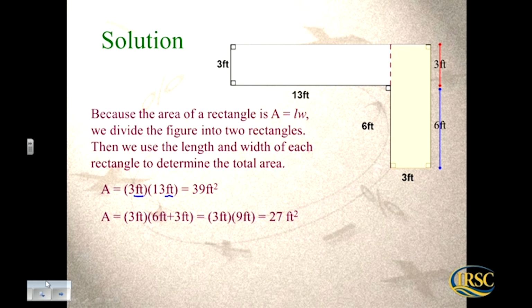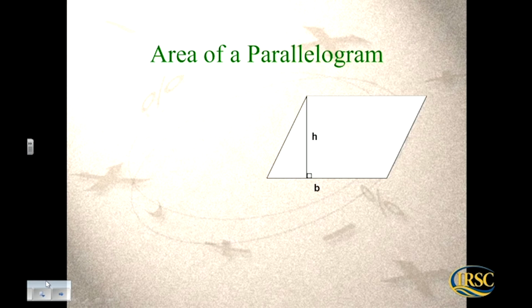So now I have two answers. What do I do with them? Add them. Good. Okay, so adding them together, we get 66 square feet. Now, it's not always going to be rectangles. It might be a rectangle and a triangle. It's any two shapes that you can split it up into. So let's talk about these other formulas then, just to jog your memory there.